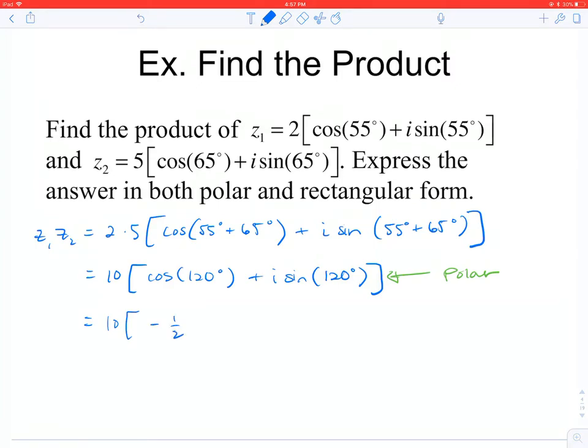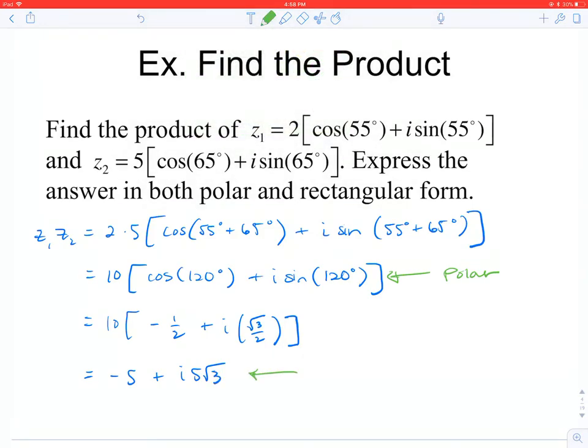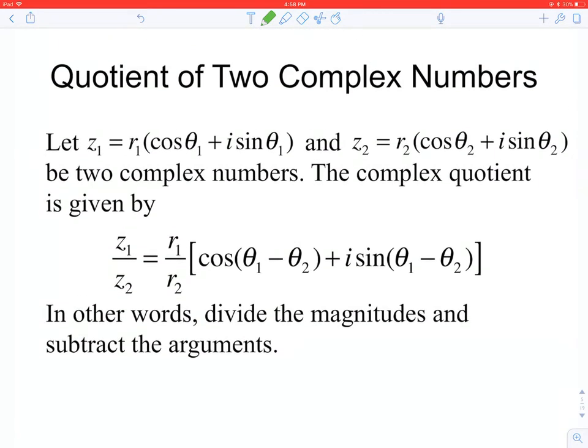So remember, to go from polar to rectangular form, you can just simplify. Cosine of 120 degrees is negative 1/2. And sine of 120 degrees is root 3 over 2. And then when we distribute the 10 in, we'll get negative 5 plus i times 5 root 3. So this is the product in rectangular form.